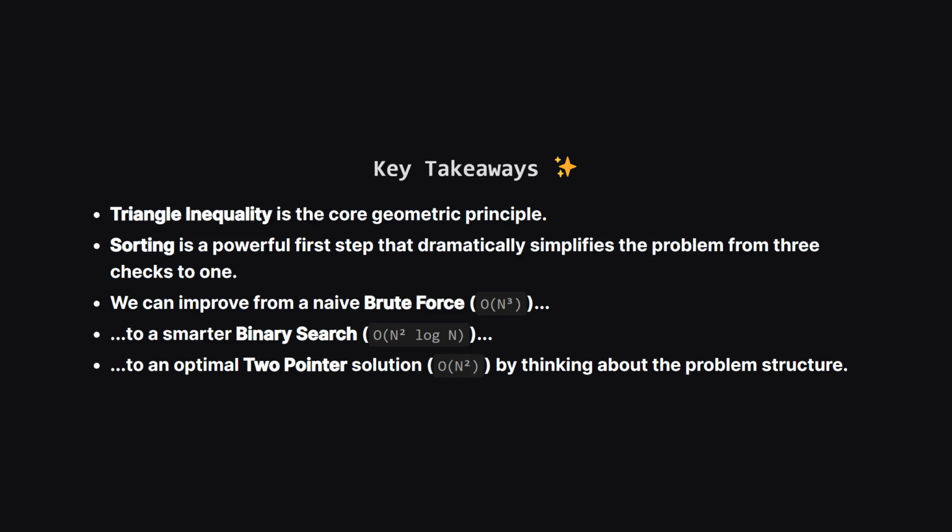So, let's recap the key ideas. The whole problem is built on the Triangle Inequality Theorem. The most important trick we used was sorting the array, which allowed us to simplify our check to just one condition. We saw a clear progression of solutions, starting with a simple but slow brute force method, improving it with binary search, and finally arriving at the optimal 2-pointer solution. This shows how choosing the right algorithm and data structure can make a huge difference.